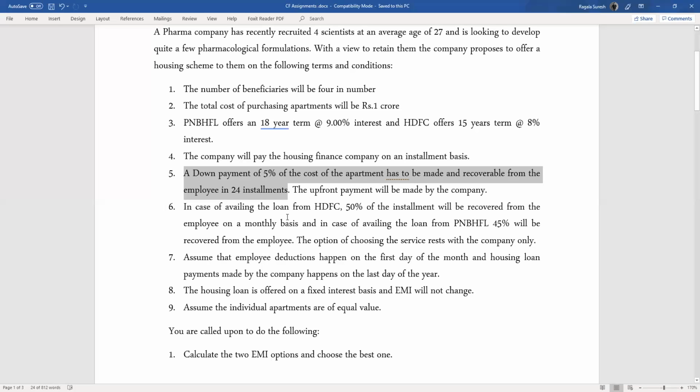And in case of availing the loan from HDFC, 50% of the installment will be recovered from the employee on a monthly basis. And in case of availing the loan amount from PNB, 45% will be from the employee. It means here from HDFC, whatever installment amount you get, that amount divided by 2 will be the actual installment amount for the company.